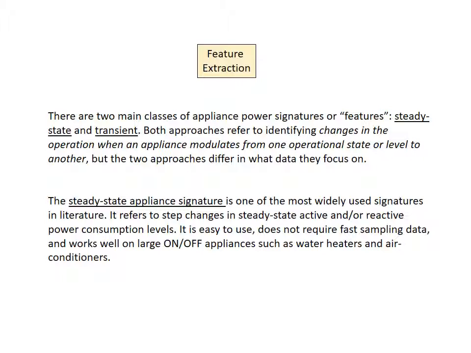So both approaches are really looking at a time series of electricity consumption for the household level, and it's all about identifying changes in the operation or in the electricity demand signal that correspond to when an appliance goes from one operational state or level to another. So that could be on and off, that could be low to medium to high, etc.